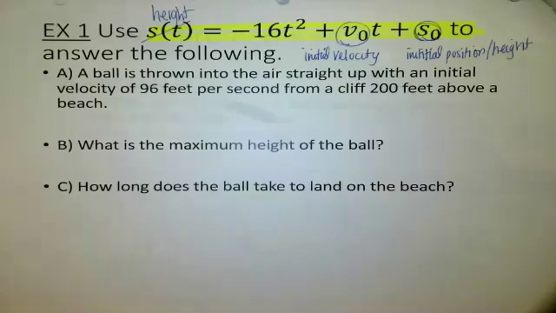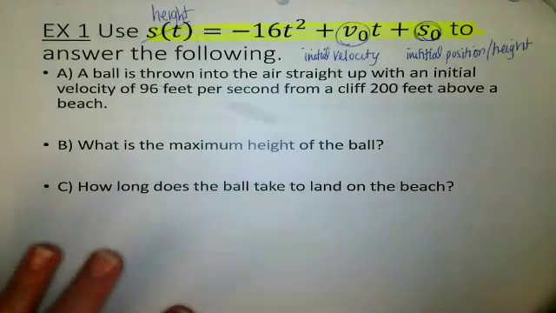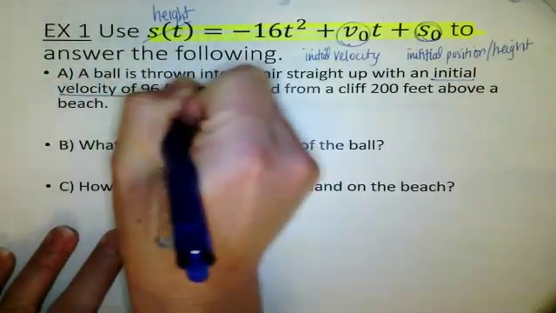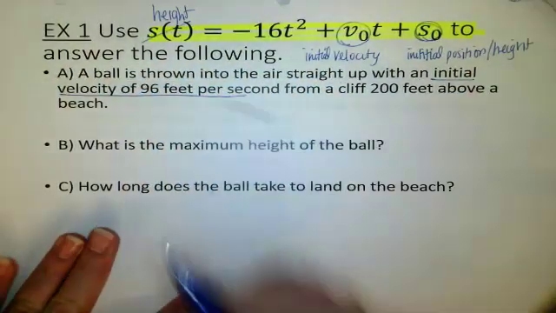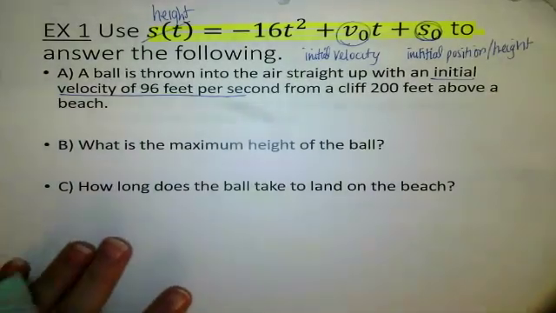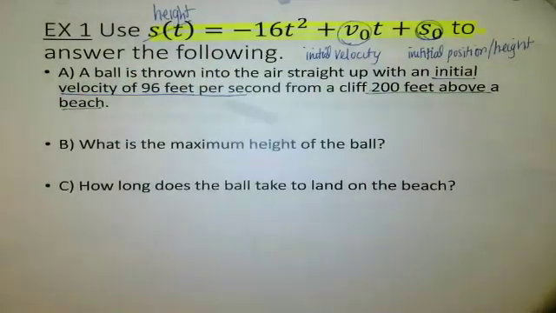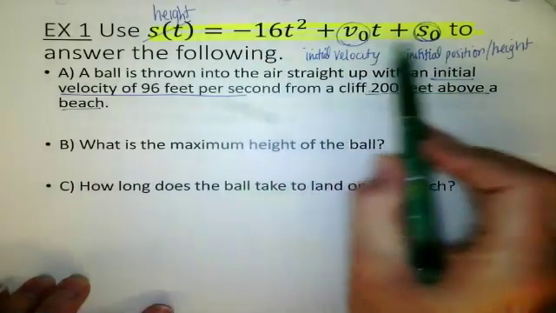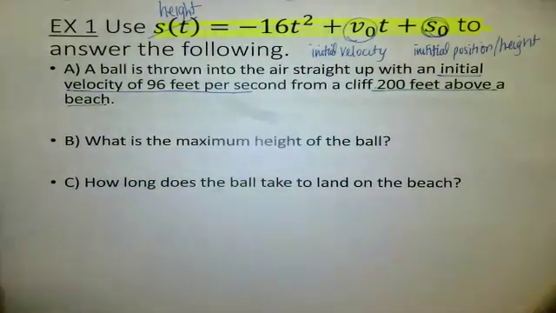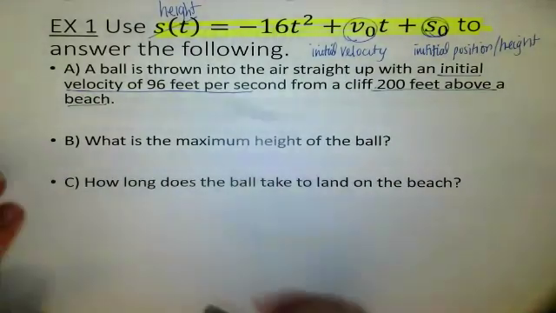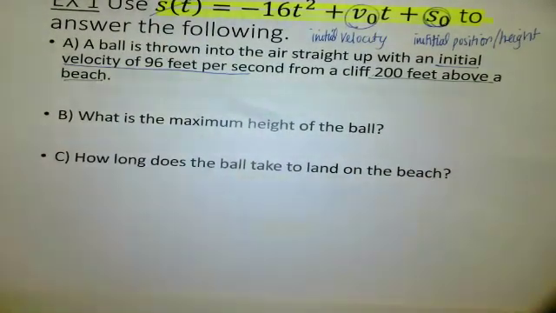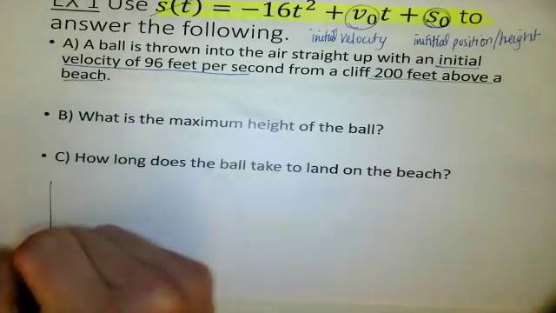So we have a ball that is thrown into the air straight up with an initial velocity of 96 feet per second from a cliff 200 feet above a beach, okay? Very important information here, information that we're going to plug into our model. But before we do that, I want to draw a little graph so we have an idea of what's actually happening. And so you can imagine a little picture here.